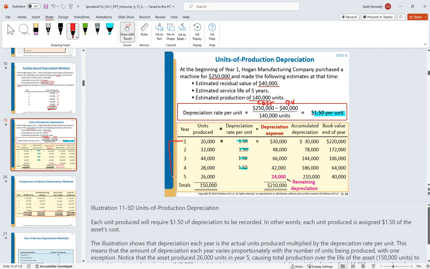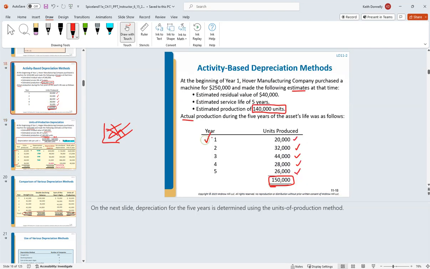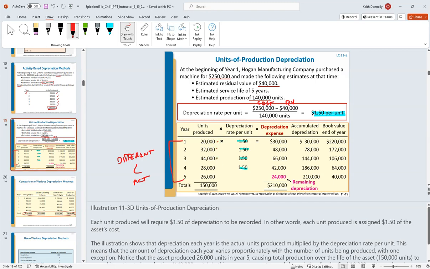Then we take actual, so you can see this is different from each year, 20, 32, 44, because it's based on actual. If we go back here, in year one, we actually made 20,000 units. So we did 20, 32, 44, 28, 26. Cross multiply, run the numbers, 220 in year two. Again, one of the things you've got to be aware of here, I'm going to put a little asterisk: we ultimately did 150, but our estimate was 140.